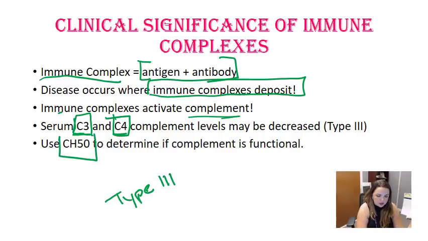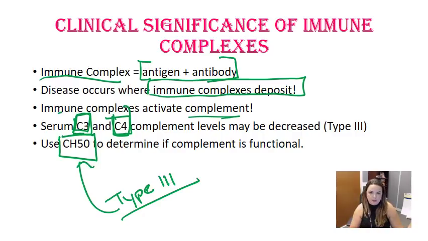You can also just check to make sure that complement is functioning correctly using the CH50 test, which basically just tells you whether or not it's functional. It's the functional integrity of the entire classical complement pathway. It also might be reduced due to consumption of classical pathway components. So like if you're really using up your C3 and C4 like you would in a type 3 hypersensitivity reaction, your CH50 might be decreased as well.